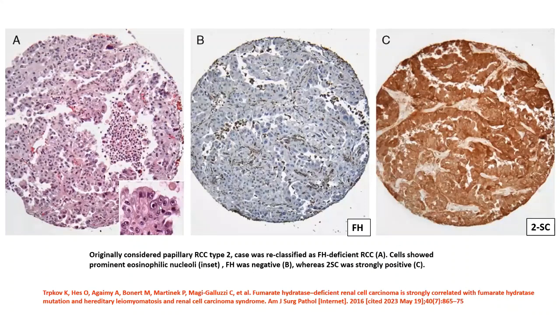Like in this particular case, if you see, there's a bit of a papillary configuration. So without any markers, you would probably call it a high grade, that is the type 2 papillary RCC. But when you do a fumarate hydratase stain, you see that the cells are lacking the expression of fumarate hydratase. And on the other hand, they have upregulated the expression of 2SC. So this is basically a fumarate hydratase deficient RCC.